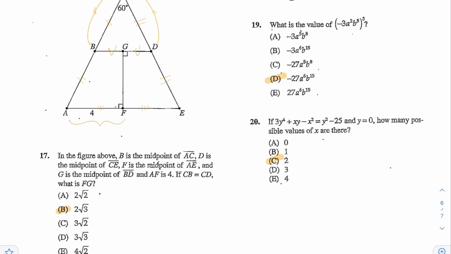So here AF and FE have to be equal, so they're both equal to 4. And here we know that this is equal to 60 degrees.